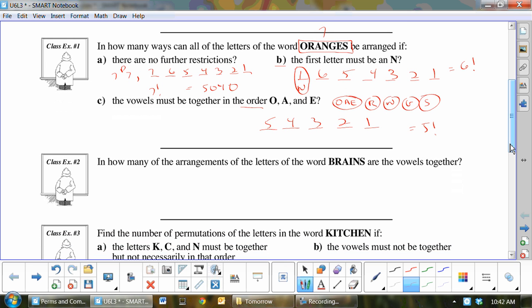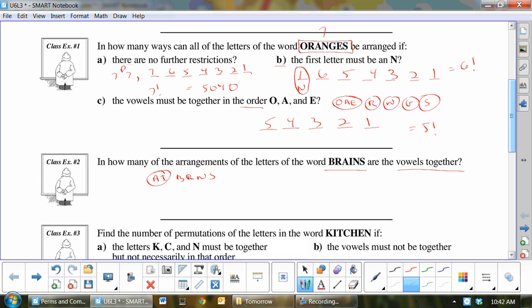Now, how many arrangements of the letters of BRAINS if the vowels must be together? So what have they done? They grouped what letters? A and I. So AI will be like one thing. And then you've got B, R, N, S as the others.